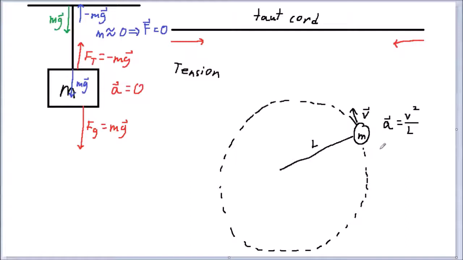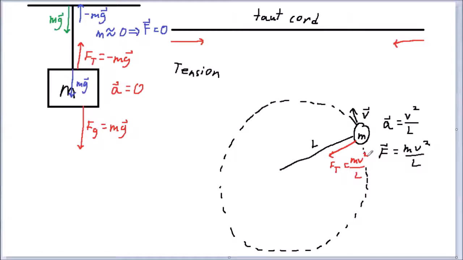That means that since force equals mass times acceleration, the centripetal force on this ball must be equal to mv squared over L. And this force is caused by the tension within this string. So let's outline this in red here. This inward force caused by tension is F sub t equals mv squared over L.